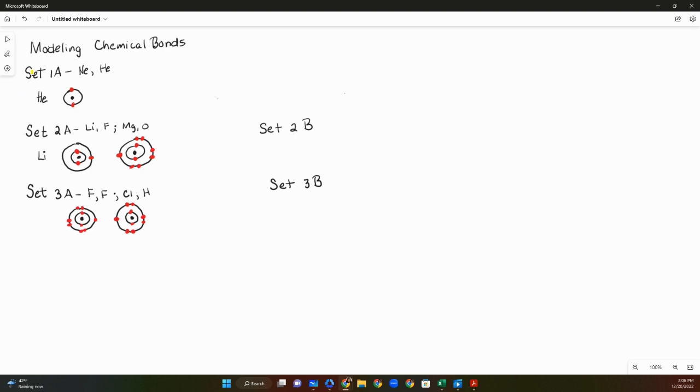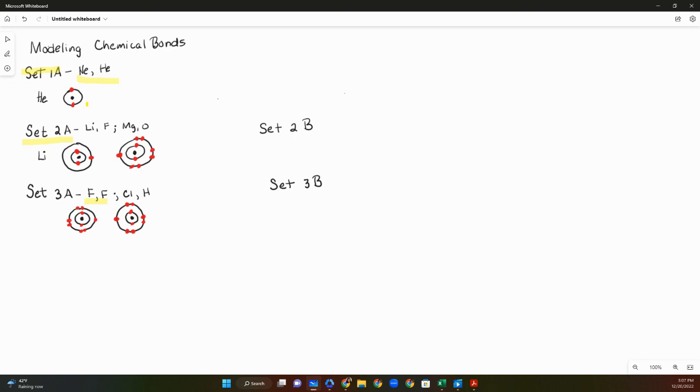They're giving you set 1A, and they're asking you to create a model for neon and helium. Set 2A, you need to create a model for lithium, fluorine, magnesium, and oxygen. Set 3A, they're asking you to create two fluorine models, chlorine, and then hydrogen. So for each one of them, you're going to create a model. How do you do that?